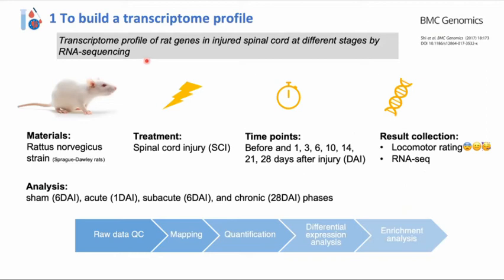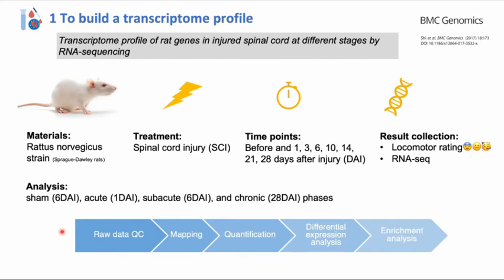So this paper is trying to set up a transcriptome profile of rat genes after the spinal cord injury at different stages. They use rat and they perform the injury treatment, and also they include the control group. And at different time points, they rate their performance based on their movements or responses to different stresses. They also use RNA-seq to track their molecular information. So in the RNA-seq analysis, they track different time points, such as the acute, subacute or chronic phases, to see how the RNA-seq data change at different phases.